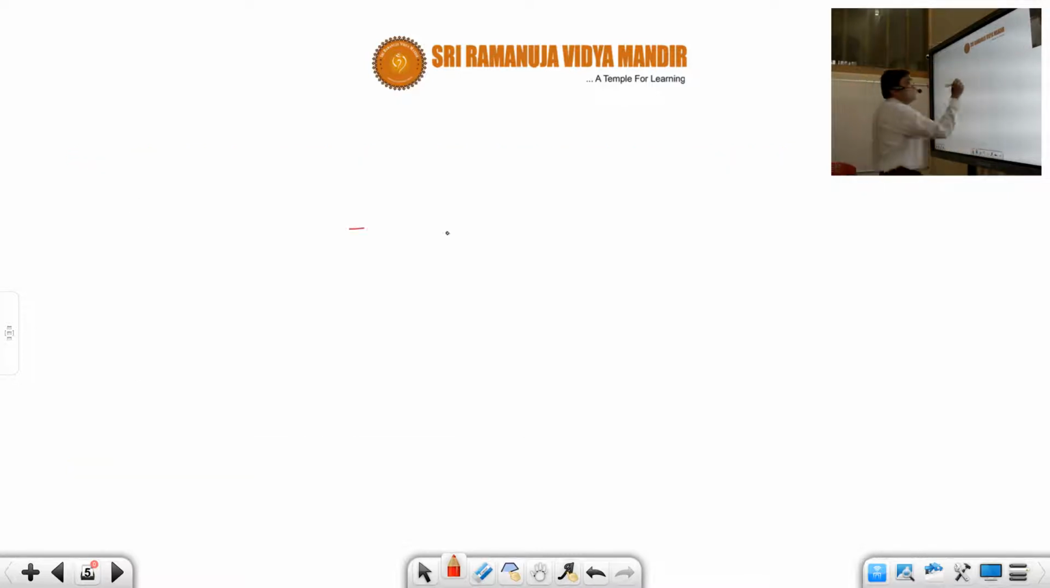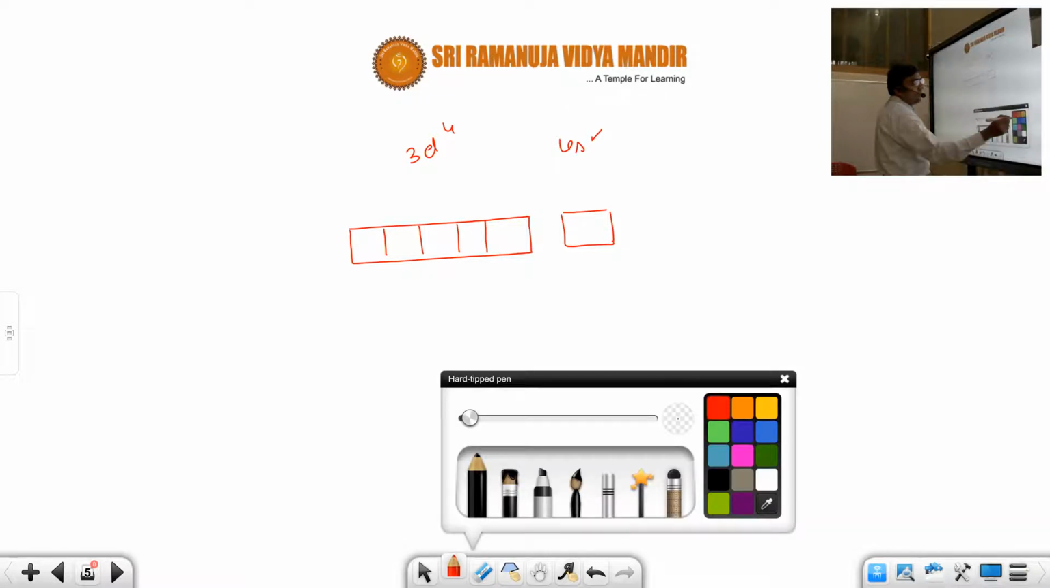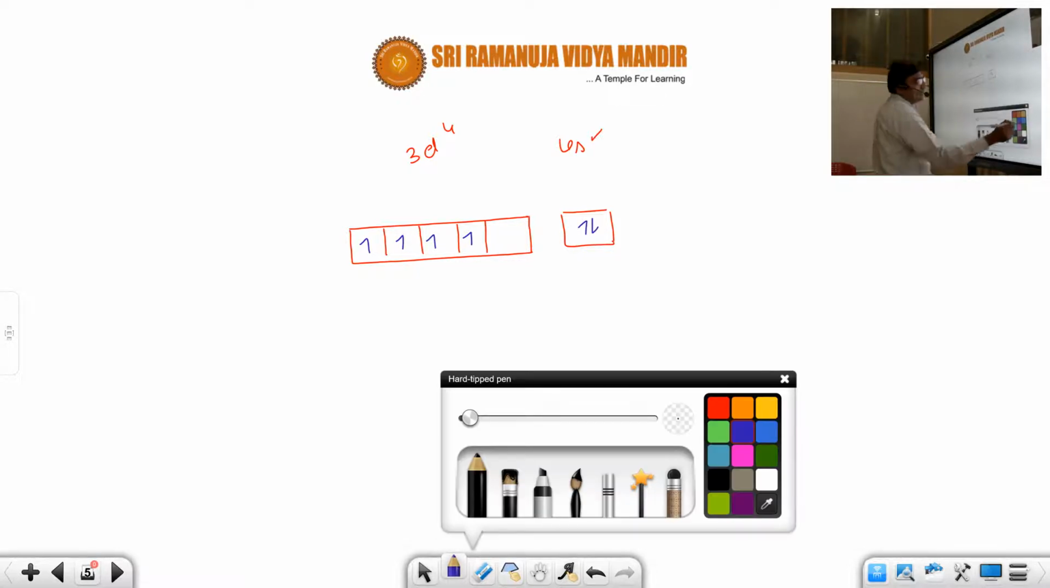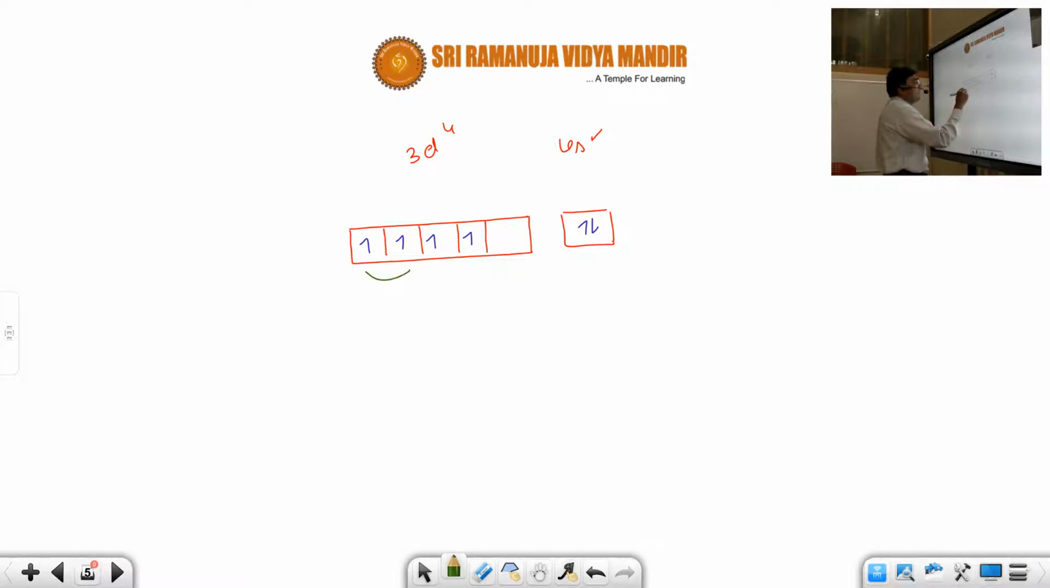You know very well the general configuration of chromium would be 3d4, 4s2, right? Now let us see the exchange energy in this concept. Exchange energy is as follows. How many times can it exchange? It can exchange this way, this way, and this way. Agreed? How many exchanges are there here? Three exchanges.